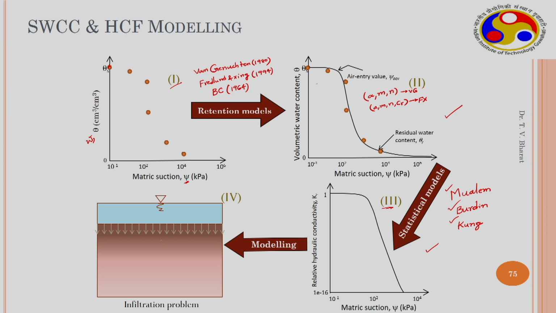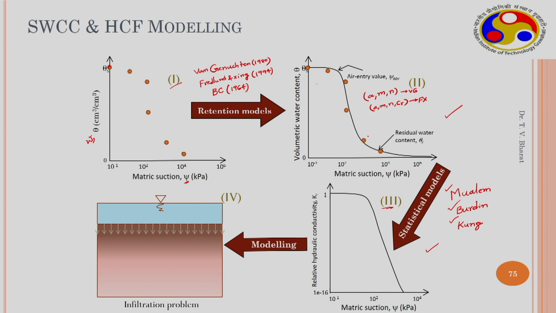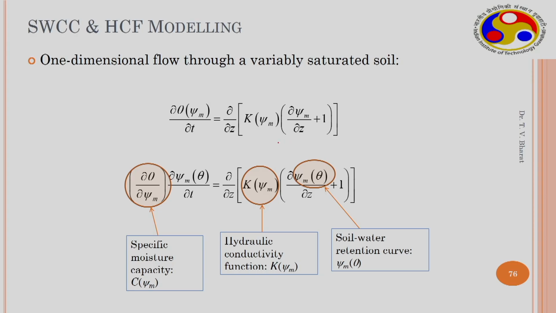Provided these are wetting data, then we can directly utilize them to understand how the flow takes place through an initially dry soil. Similarly, if you have drying data, a drying SWCC and drying hydraulic conductivity function, then we can understand the evaporation behavior or drainage behavior through initially saturated soil. As I discussed in the previous classes, the one-dimensional flow through partly saturated soils can be understood using this kind of equation, which is similar to the consolidation equation.